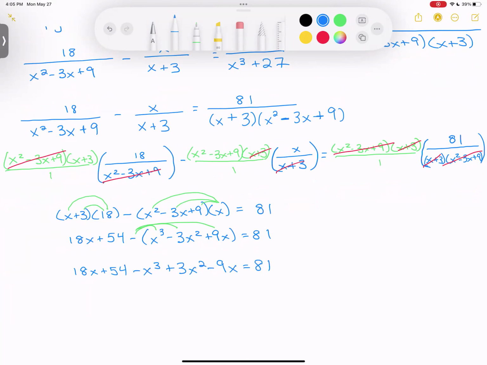Okay, let's gather any like terms. So I've got two terms here with x's, those can be combined. And that's it on the left. So 18 minus 9 gives me 9x.